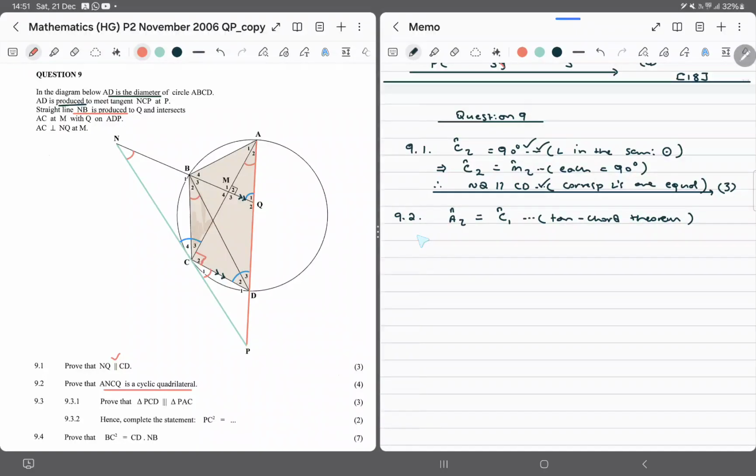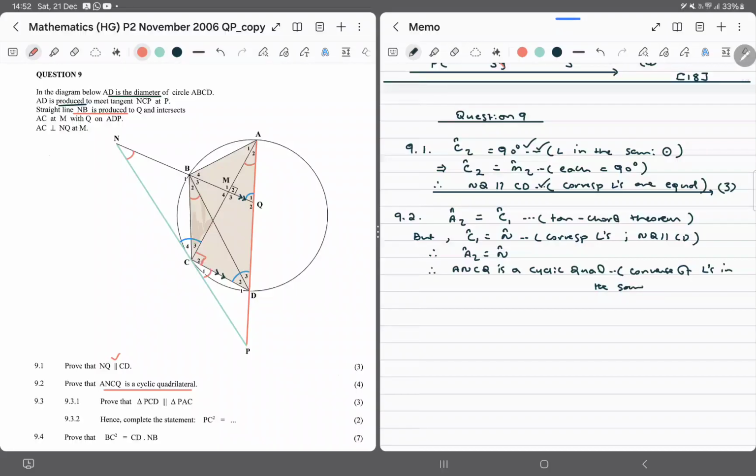Right. We can say, but we know that angle C1 is equal to angle N. These are corresponding angles with NQ parallel to CD. We can say therefore angle A2 is equal to N. We can say therefore A and CQ is a cyclic quad. This is the converse of angles in the same segment.